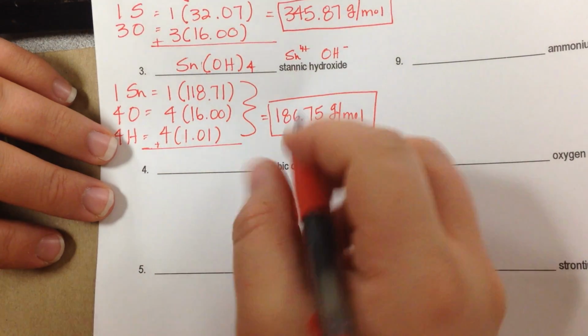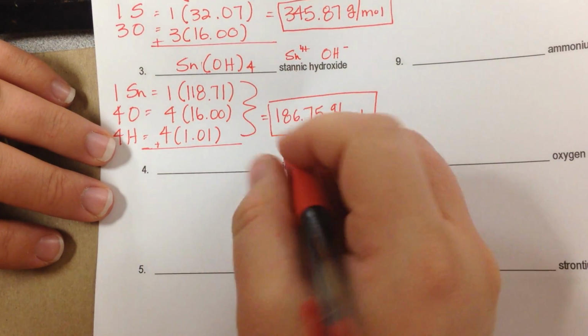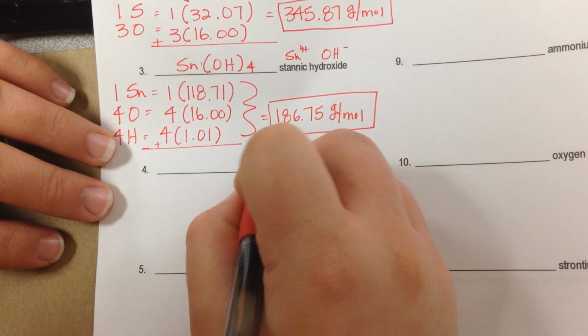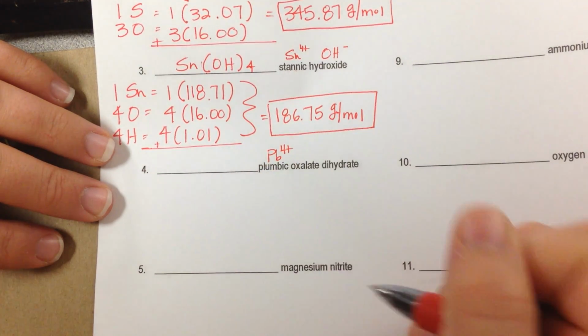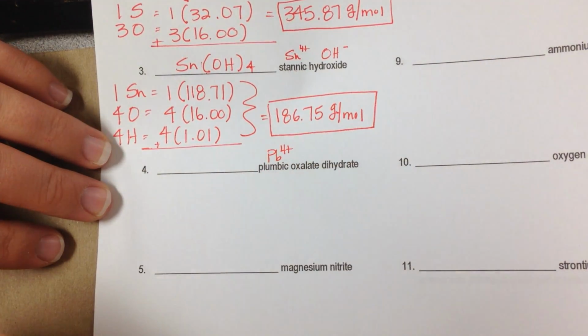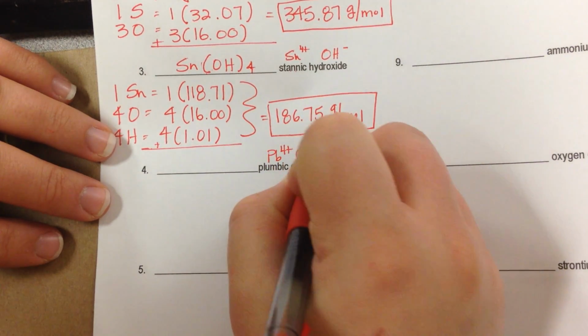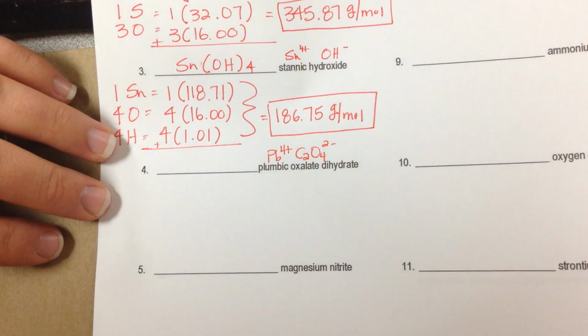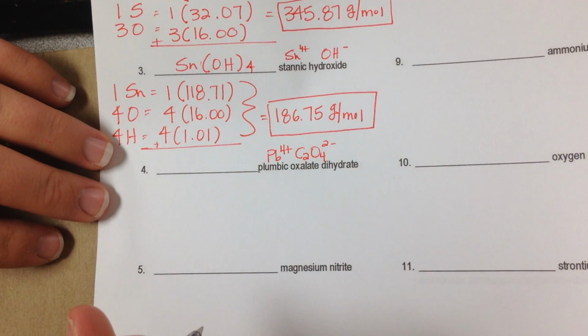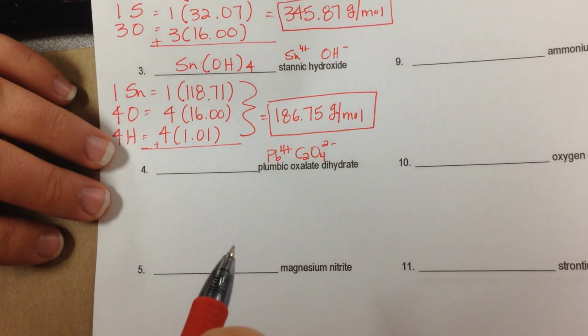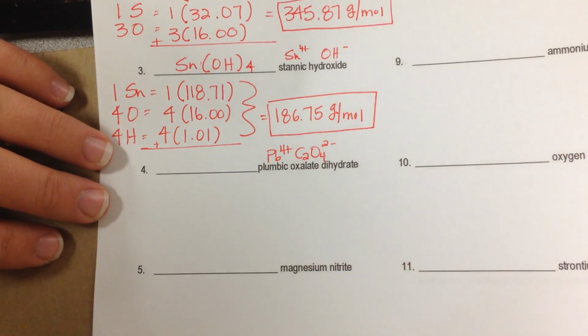So plumbic is lead in the highest state, so just like tin, we know it's a 4+. Oxalate, if you remember back from the story, the dream that I had, it's C2O4, 2-. It was that ox with those C-shaped horns. He had 2 heads, 4 legs.